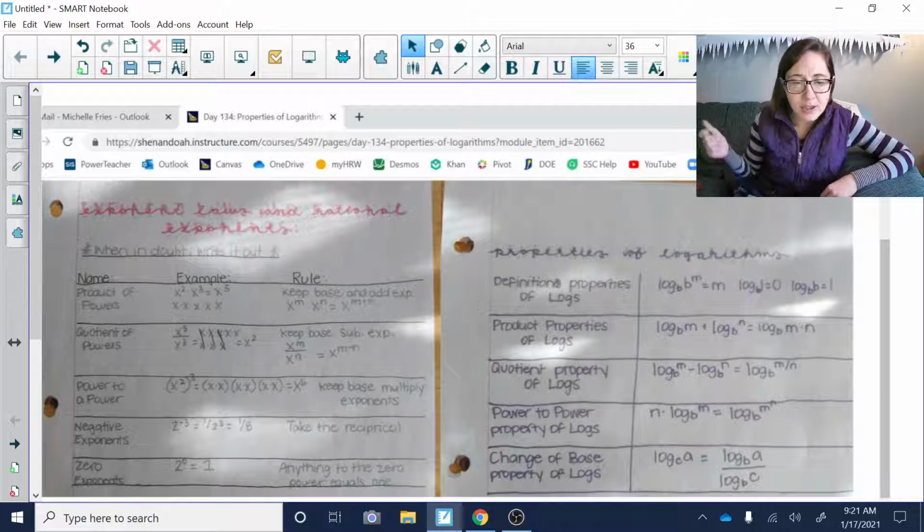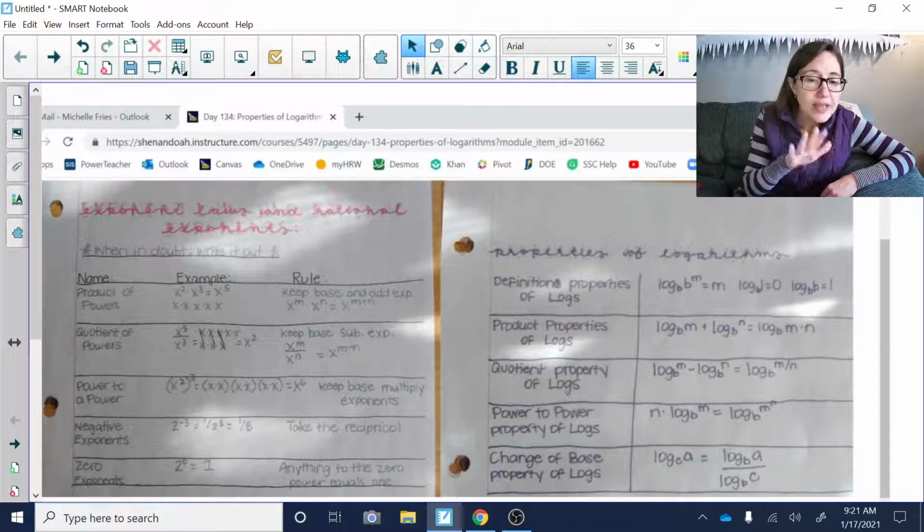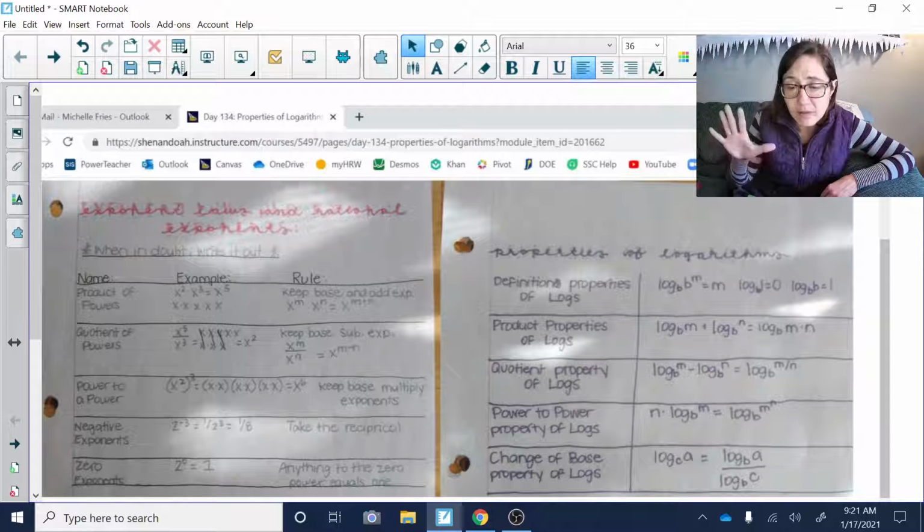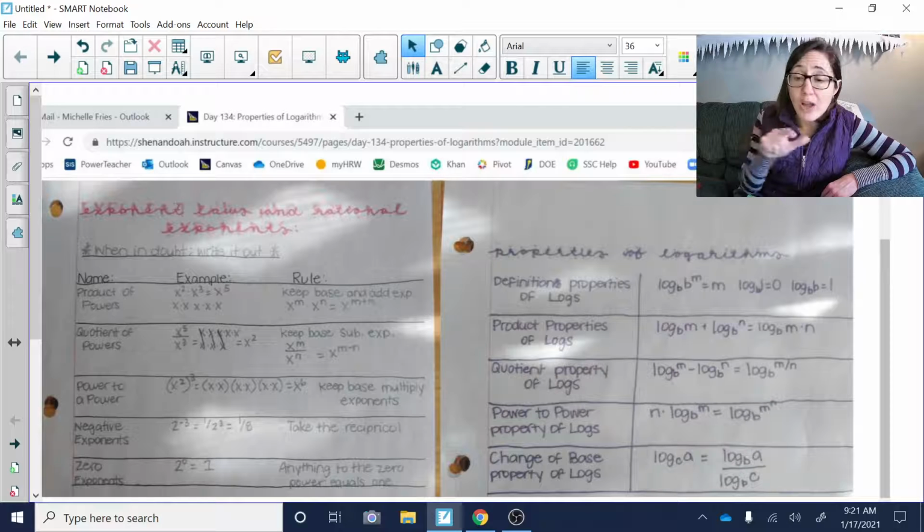Oh, what I have up here on the screen is our rules of exponents that we have written down from a little while ago, because we're going to connect those over to the rules for logarithms. So if you want to just pause this and get those all written down right now, that's fine. We'll wait on the change of base property. I'm not going to mention that in today's lesson, so we'll mention that tomorrow. But the other ones we'll talk about today.